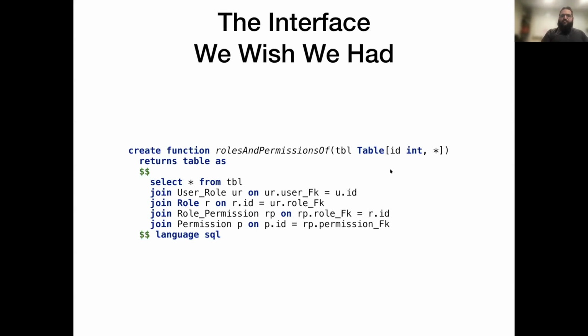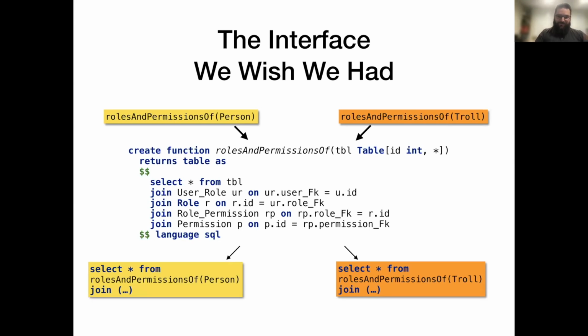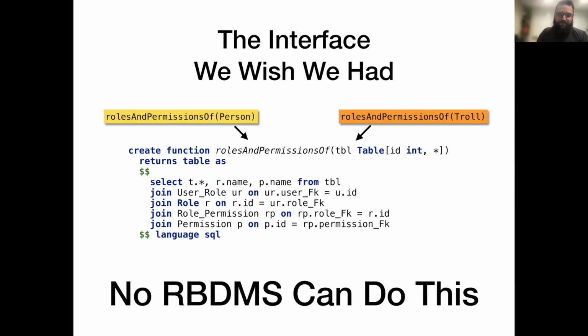What we wish we could do is just say, okay, we know what to do about joining the roles and the permissions. Whatever table you want to join onto these, if you've got an ID column, you can join it, right? This would be a proper functional interface for that. You pass the table in, you get back that table joined to these other things. You pass in people or trolls, and then you get back this thing into which you passed that table, right?